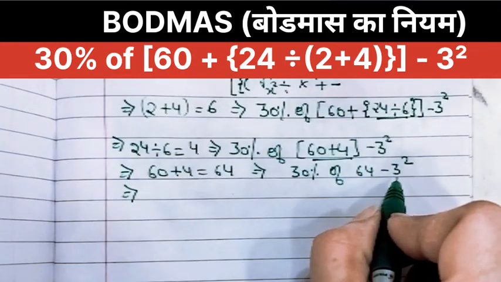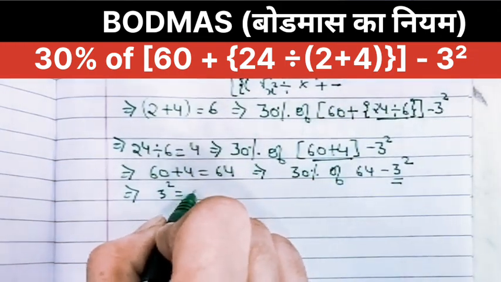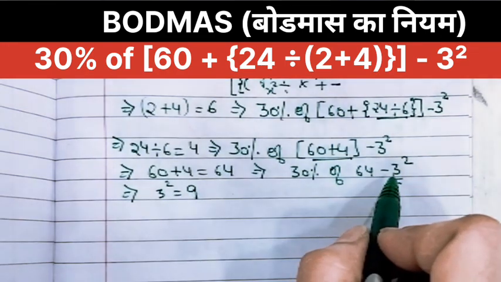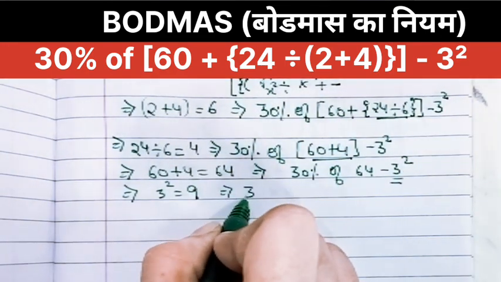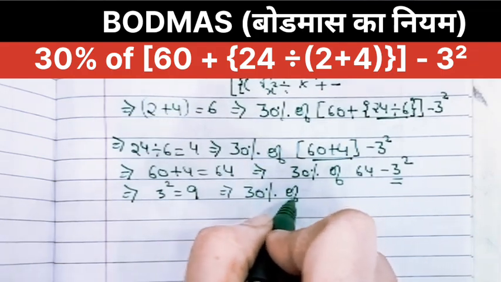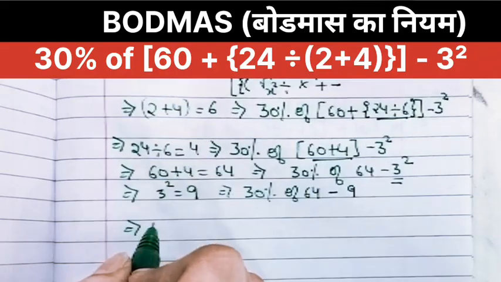Solve the orders, exponents. There is a 3 power square. So now 3 power square is equal to 9. According to this step, O follows the bracket in BODMAS. So now the current expression becomes 30% of 64 minus 9. Move to the next step.